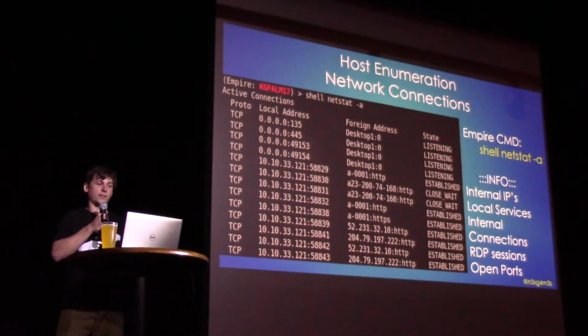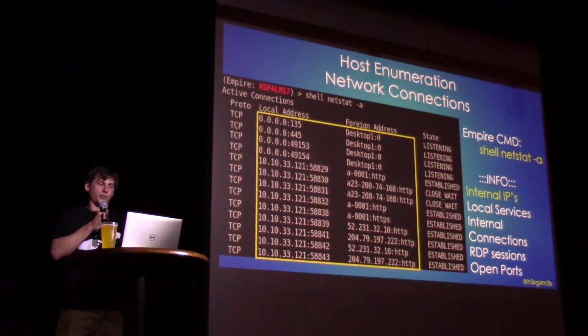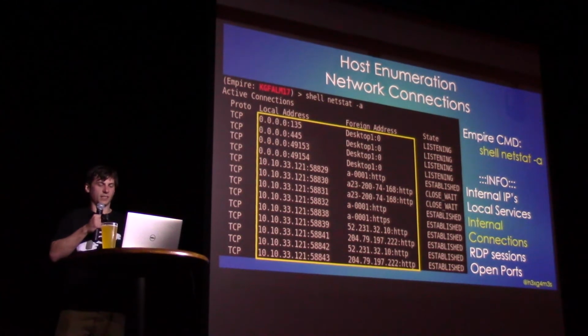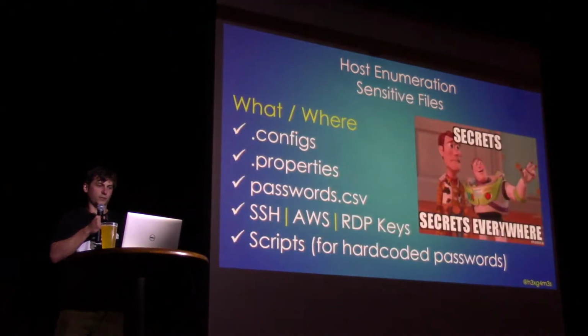In Empire, you can run any command like you would at a normal command prompt by typing shell and then the command you want to run. So this is just running netstat on a box. This gives you that internal IP information. You can look at the local services running, internal connections to other boxes with NetBIOS names or IPs. And this is all before you're sending any traffic to the network. You're still trying to stay a little bit quiet here. Same thing with identifying the RDP sessions and open ports.